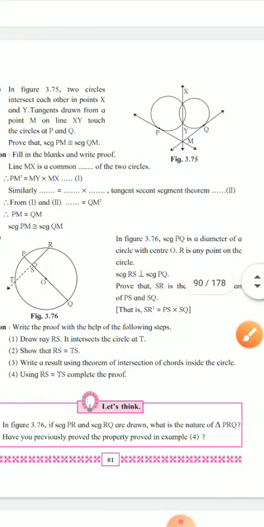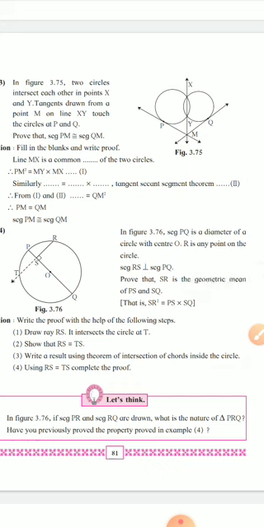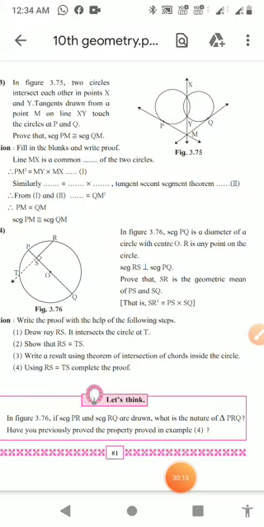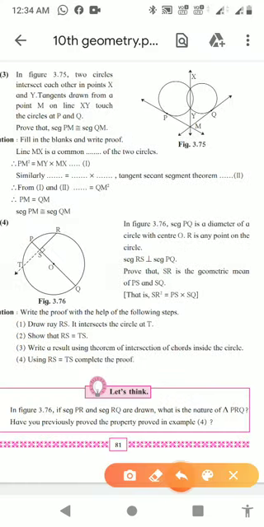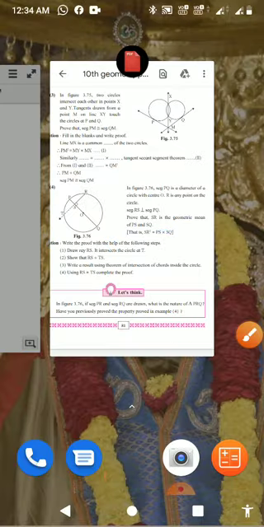Write the result using the theorem of intersection of chords inside the circle. Now if I want to use this theorem, I will have to consider PQ as one of the chords and RT as the other chord, and then I can write this according to the theorem. Sorry, I will use a separate sheet and show you this particular step separately here. I'm using this board to explain.